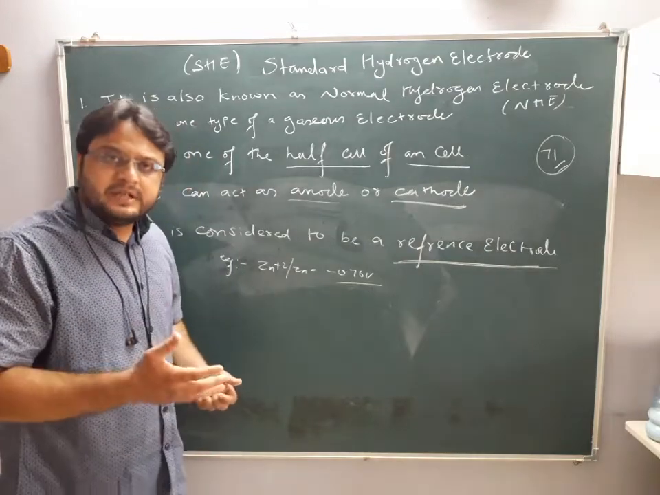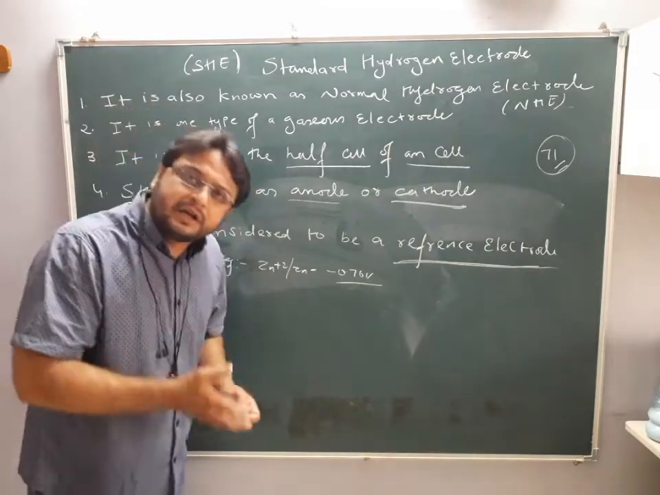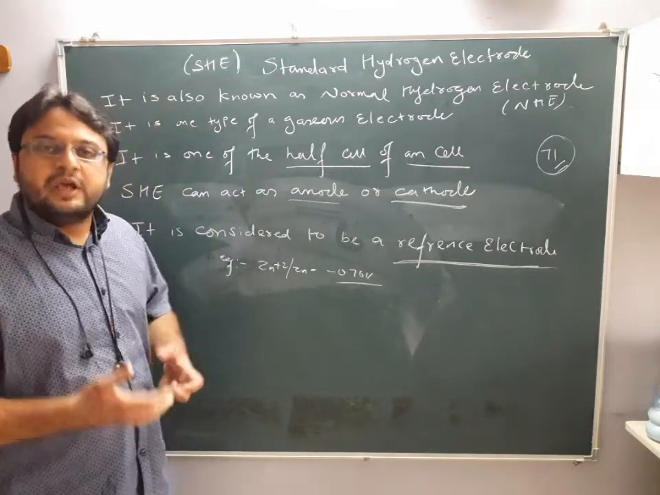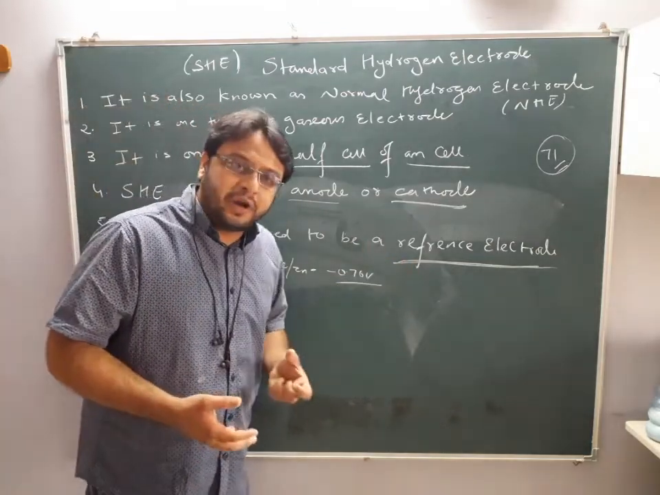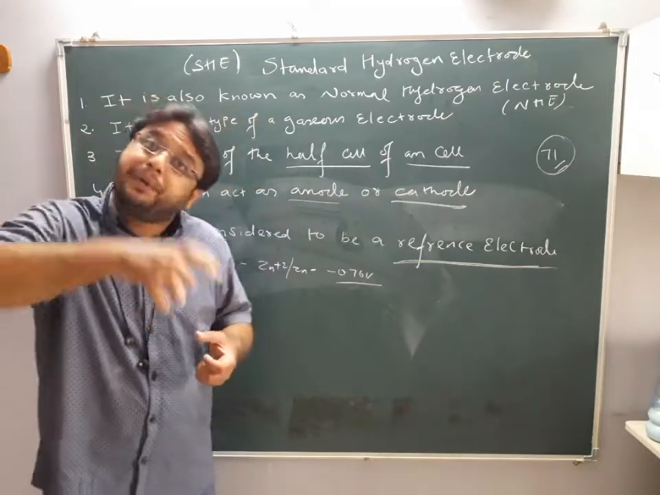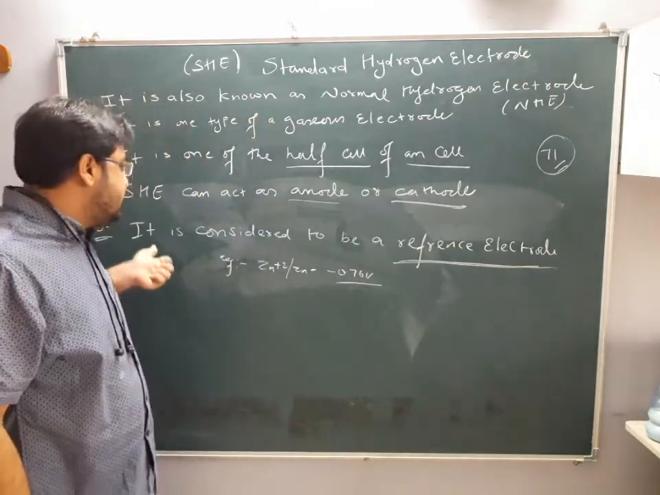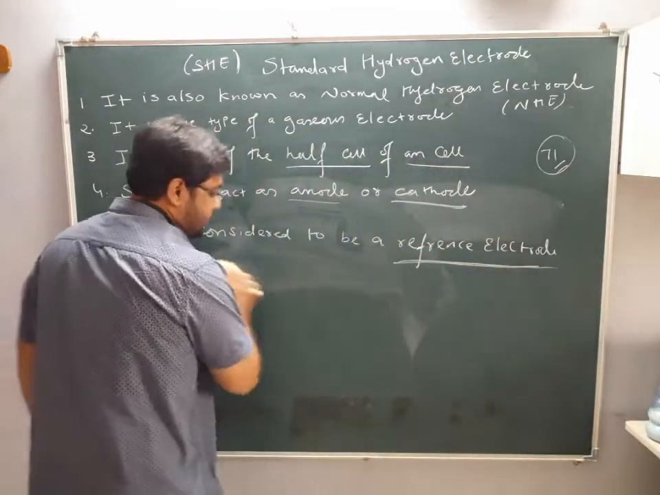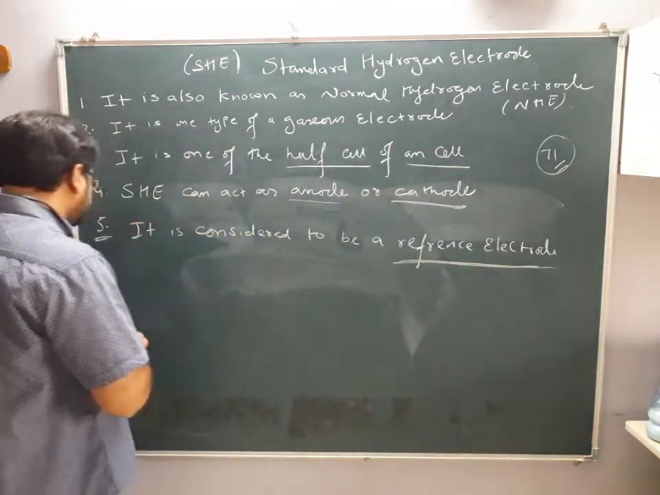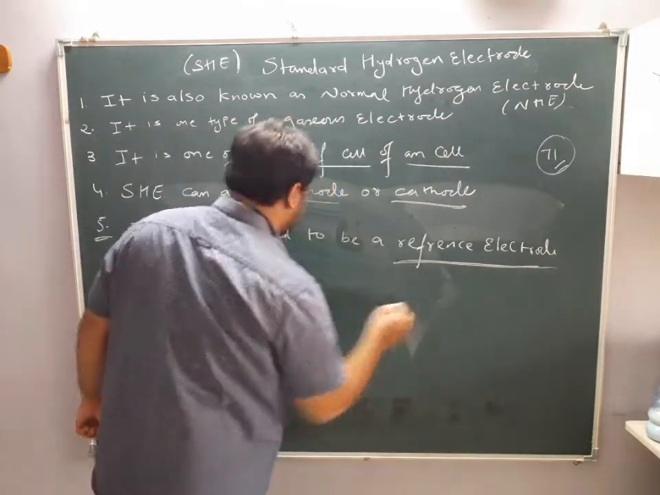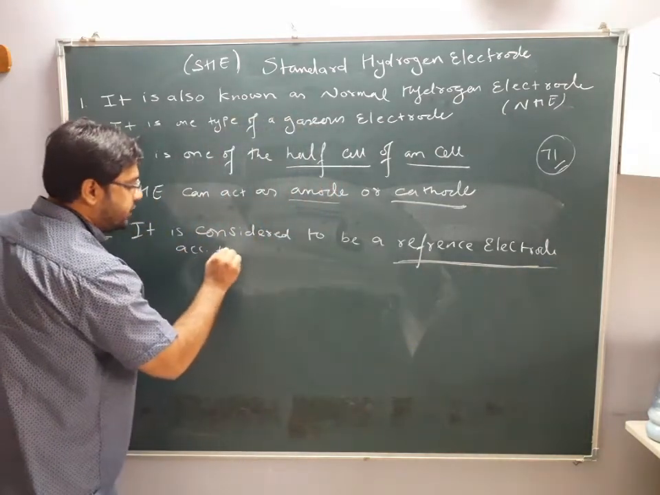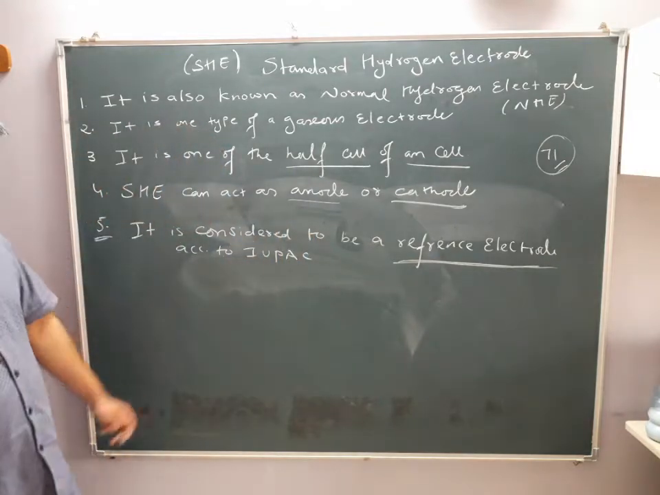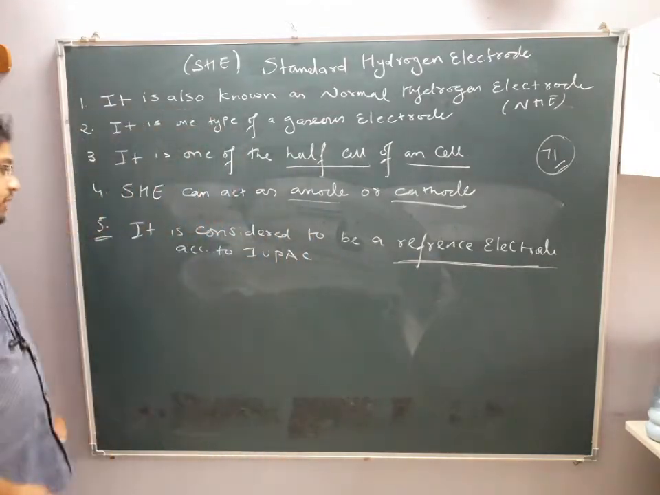Similarly for copper, for cobalt, for nickel, for Fe3+. A number of electrodes we have taken, connected with the standard hydrogen electrode, and obtained the values of those particular electrodes. That's why we say it is considered to be a reference electrode. Clear this part? We'll see later on this. Next, who said this is a reference electrode? It is according to IUPAC. Please remember, according to IUPAC. So it is considered to be a reference electrode according to IUPAC.